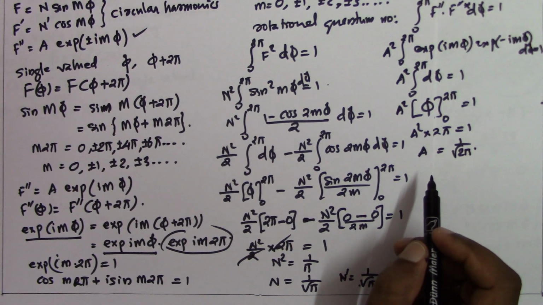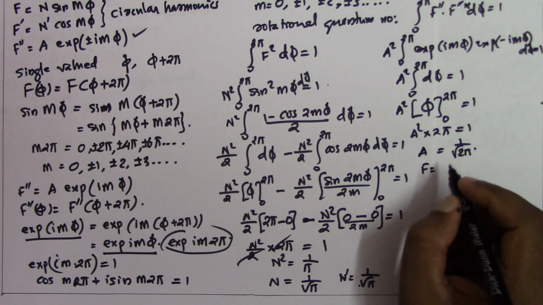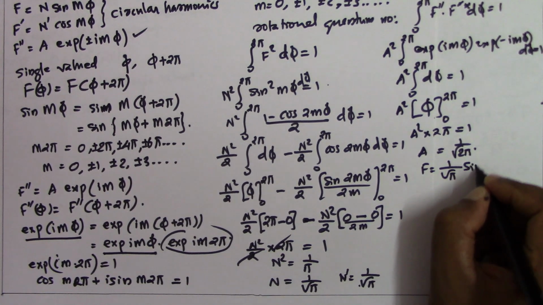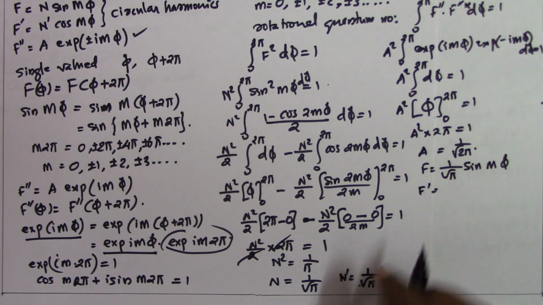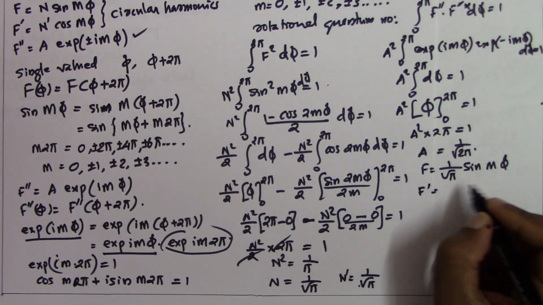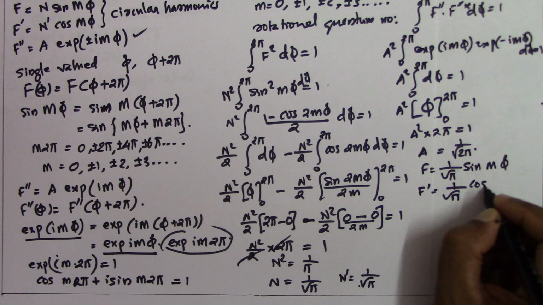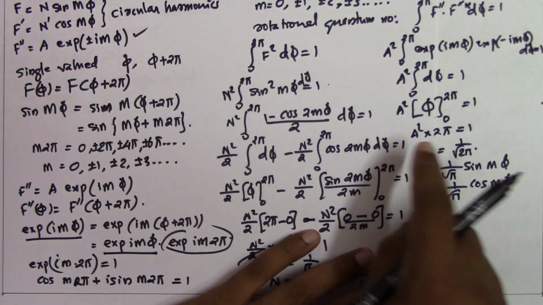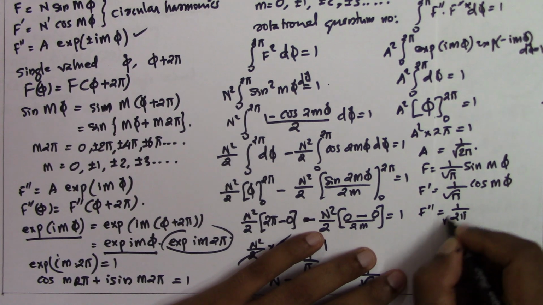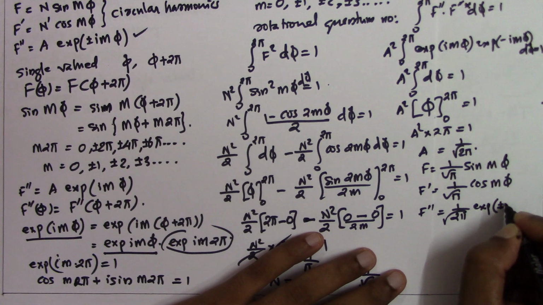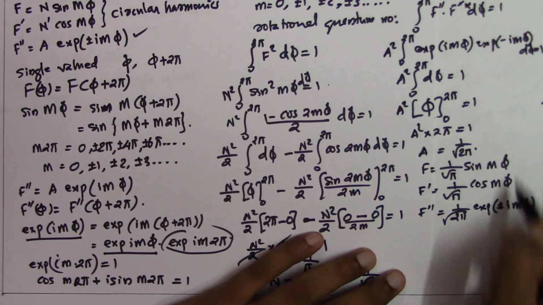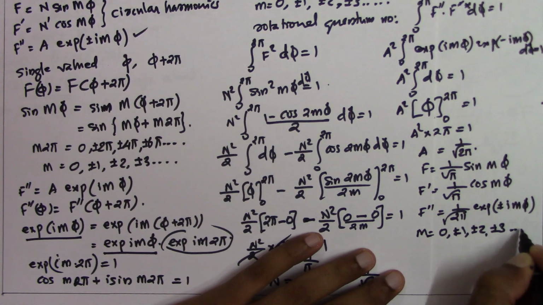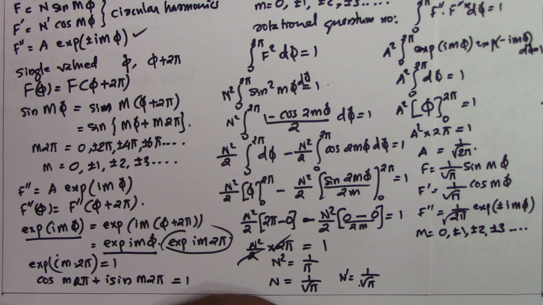So we can write the complete wave function. So complete wave functions are f is equal to N sine m phi, where N is equal to 1 divided by root pi, so 1 divided by root pi, sine m phi, and f dash is equal to N dash, that is 1 divided by root pi, cos m phi, and f double dash is equal to A, that is 1 divided by root 2 pi, exponential plus or minus i m phi, where in all these equations m is equal to 0, plus or minus 1, plus or minus 2, plus or minus 3, etc. So these are the complete solutions for the particle in a ring.